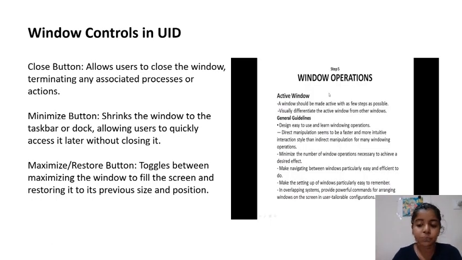In the next slide, the close button, the minimize button, and the maximize and restore button. The close button allows the users to close the window and terminate the associated process or actions. The minimize button shrinks the window to the taskbar or the dock, allowing the users to quickly access it later without closing it. The third one is the maximize and restore button, which toggles between maximizing the window to fill the screen and restoring it to its previous size or position.